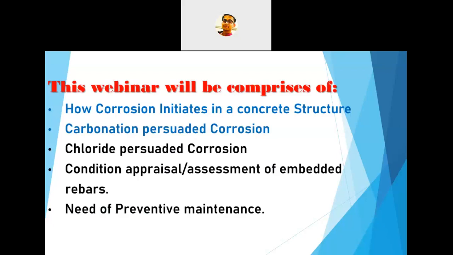Already we have conducted one webinar based on repair techniques in civil engineering works, and in that we also explained somewhat in brief about the corrosion mechanism. Here we are going to explain in detail the different corrosion mechanisms, how corrosion initiates in a concrete structure, and what the effects are. After discussing all those things, we will go to carbonation-induced corrosion and chloride-induced corrosion.